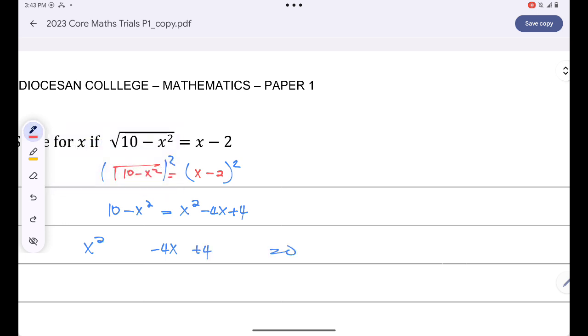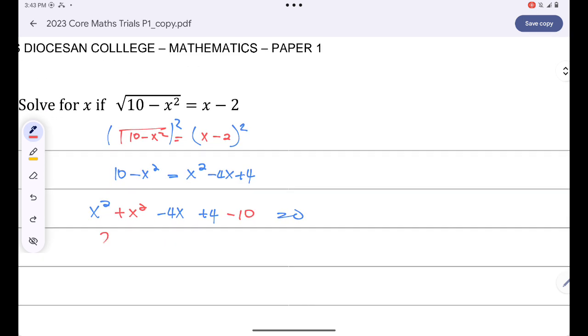The ones that are moving from the left hand side, I'll have another x squared. It will change sign. Are we together? And then the 10 will also change sign. I'll end up having 2x squared minus 4x minus 6 is equal to 0. If I divide each and every term by 2, I'll end up having x squared minus 2x minus 3 is equal to 0.